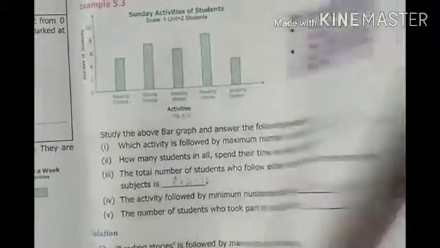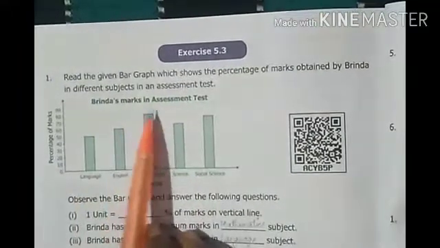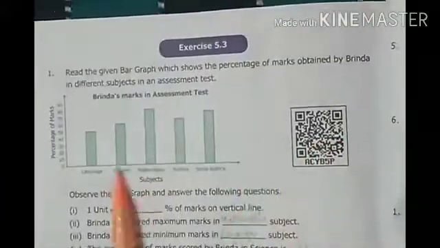Now we will go to exercise 5.3. See the first question. Read the given bar graph, which shows the percentage of marks obtained by Brinda in different subjects in an assignment test. So they have given one bar graph of Brinda's marks. We have to analyze it, then answer the questions.